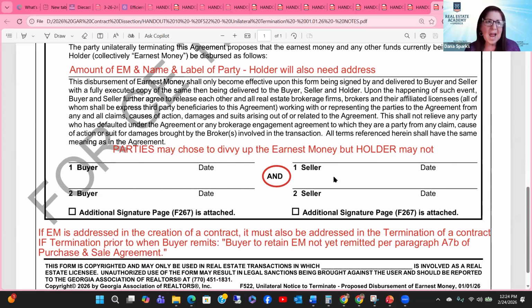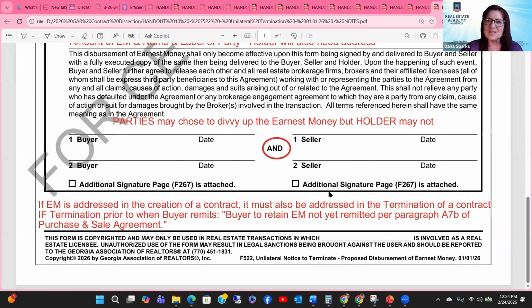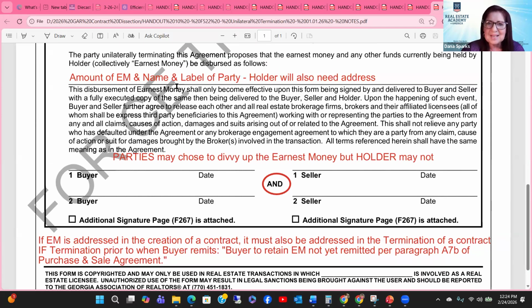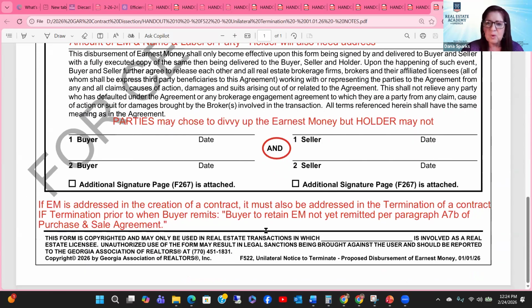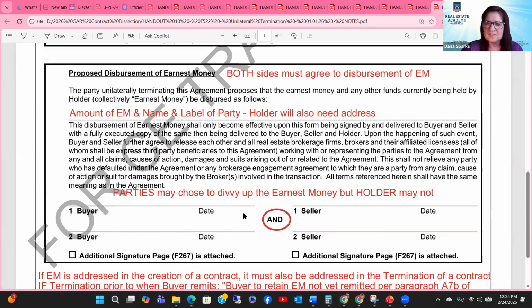The other thing I want to talk about, what happens if a buyer terminates, let's say they terminate due diligence before they were even required to send the earnest money. So let's say buyer was to remit the earnest money to the holder within 5 days of binding agreement date, but they end up terminating on day 2. You still have to, I have here, if earnest money is addressed in the creation of a contract, it must also be addressed in the termination of a contract. If the termination is before they were required to remit, you can't leave this blank. Y'all, you still have to put in what happens to the earnest money. Here's what you write in. Buyer to retain earnest money, not yet remitted, per paragraph A7B of purchase and sale agreement. Again, you have to address the earnest money, regardless of where it is in physicality.